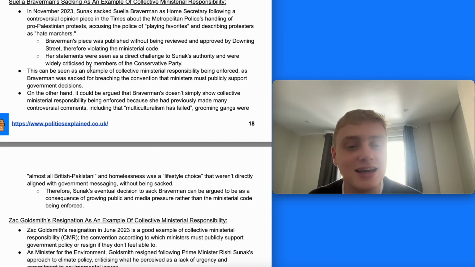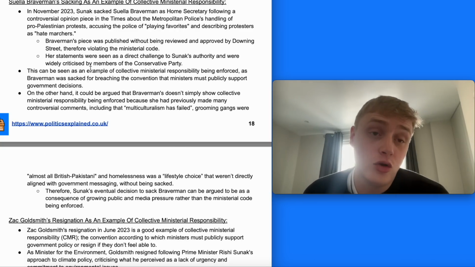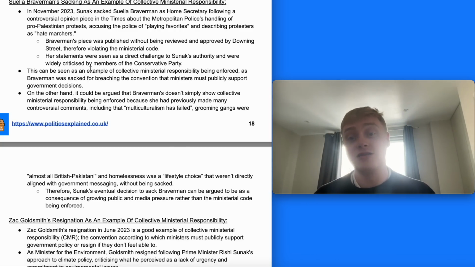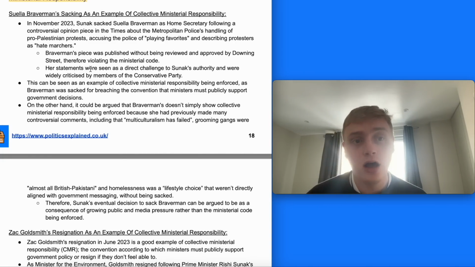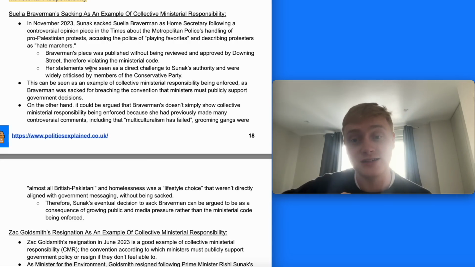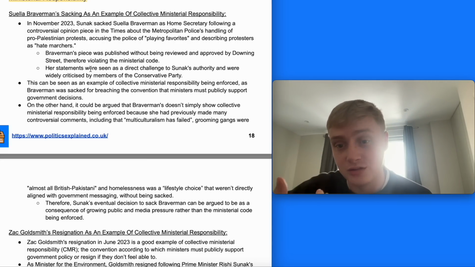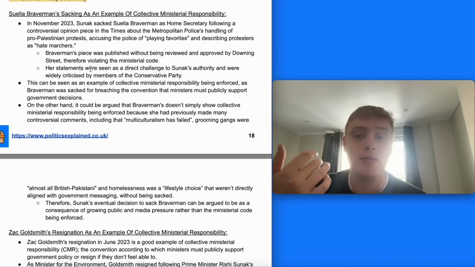So on the other hand, it can be argued that actually the eventual decision to sack Braverman was more a consequence of growing public and media pressure rather than the ministerial code being enforced. So you can use that example effectively for both sides, and doing that in an essay is a really good way to pick up lots of analysis marks. So as I said, there are loads more examples from the last year in the example packs on the Politics Explained website. You can also find lots of essay plans for those first 2 papers and notes to really help you in that first exam.